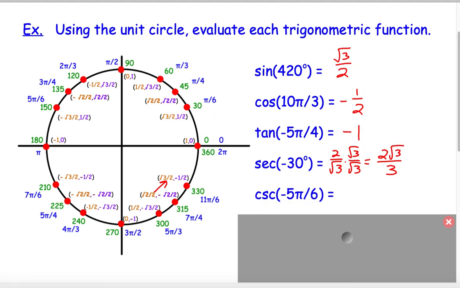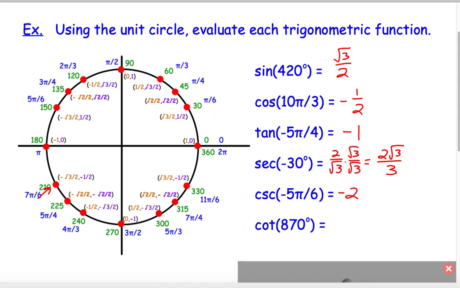Okay, how about cosecant of negative 5 pi over 6? First of all, let's get to the proper angle. So positive 5 pi over 6 is right here. So negative 5 pi over 6 is going to be right here, at this spot. Now the cosecant is 1 over the sine, or the reciprocal of sine. The sine is the y value, so the reciprocal of that is going to be negative 2 over 1. And so that's my answer. I'll just leave it as negative 2.